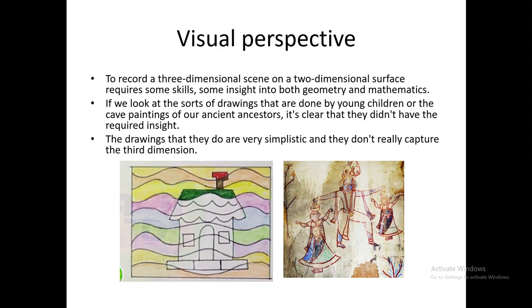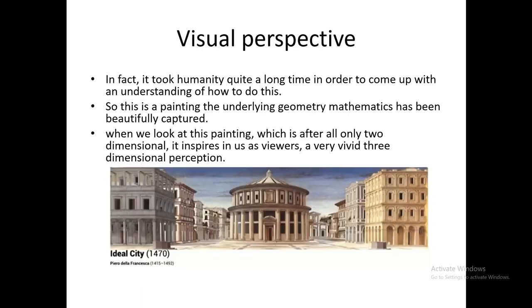We can see in this figure, on the left side, the image of a house is perfectly drawn, but only 2-dimensional information is visible. Similarly, on the right side of the image also, it doesn't capture any 3rd-dimensional information. So it took humanity quite a long time to come to an understanding of how to do this.